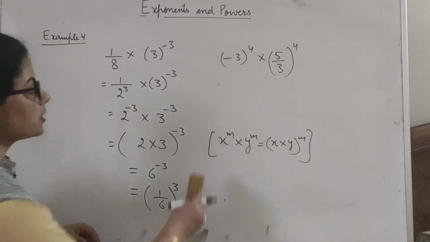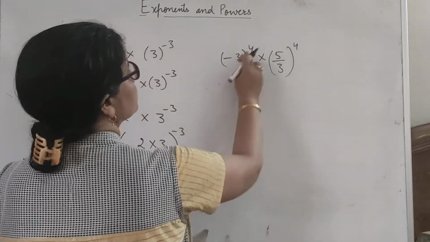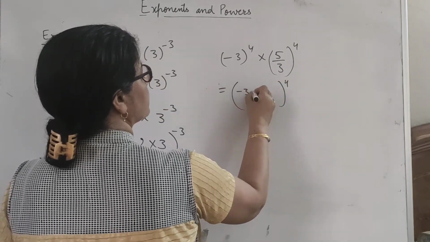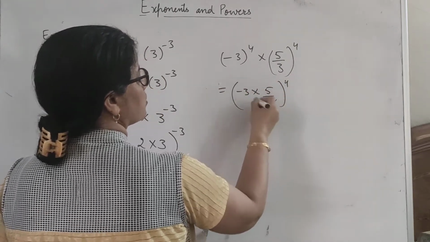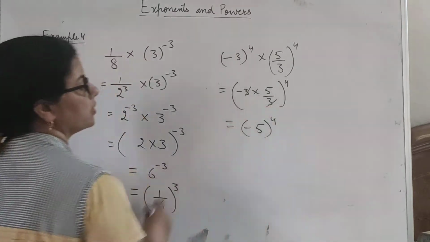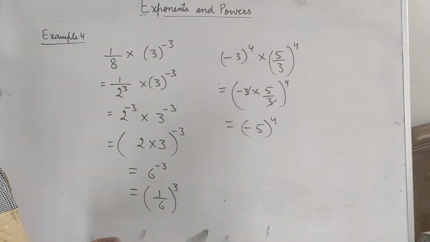So this will be the answer. Now see this one. This is also the same. Here also the exponent is the same. We will write the exponent as it is and we will multiply the bases. 3 will cancel with 3, minus 5 raised to the power 4. This will be the answer of this question.